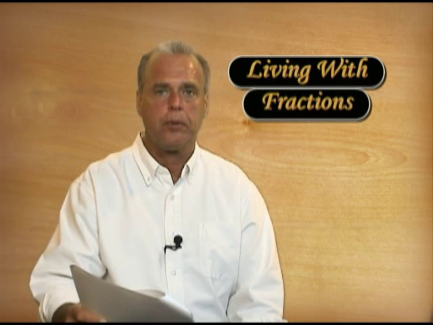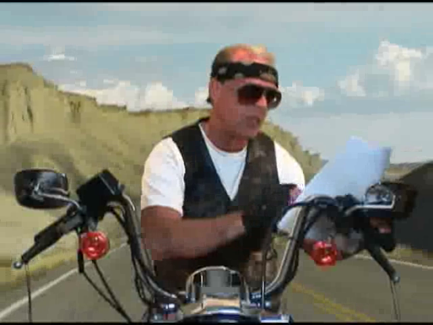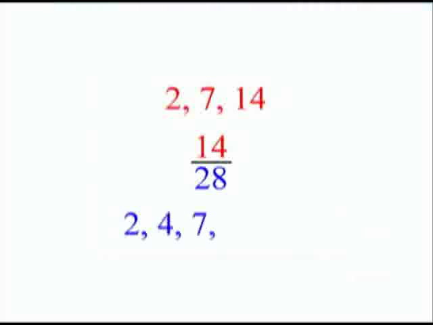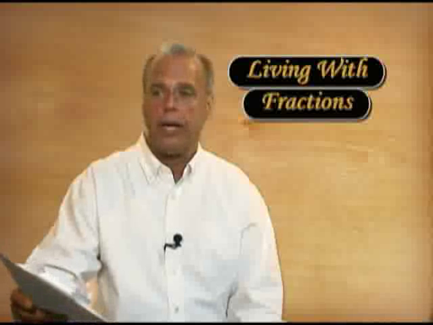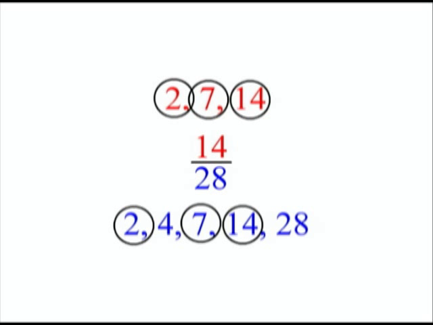Let's take another example. Can the fraction 14/28 be reduced? I want you to list out all the numbers that divide evenly into 14 and all the numbers that divide evenly into 28. Then see if they have any common numbers. 2, 7, and 14 divide evenly into 14. 2, 4, 7, 14, and 28 divide evenly into 28. Okay, as you can see, these numbers have 3 common numbers, 2, 7, and 14.